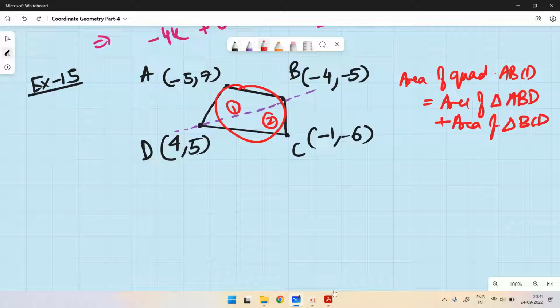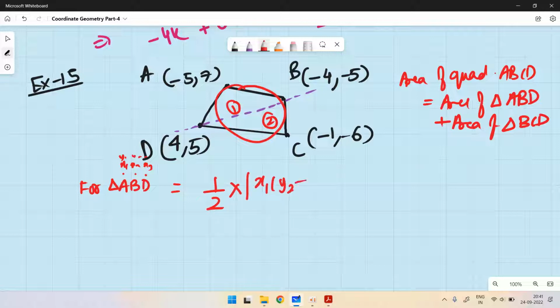So applying the formula, let me write for triangle ABD. I'm supposing these are the vertices x1, y1, x2, y2, x3, y3. I'm not writing it generally, because every time it will change. So this is half into the modulus of x1 times y2 minus y3, plus x2 times y3 minus y1, plus x3 times y1 minus y2, modulus.